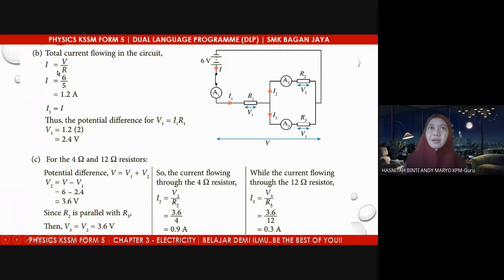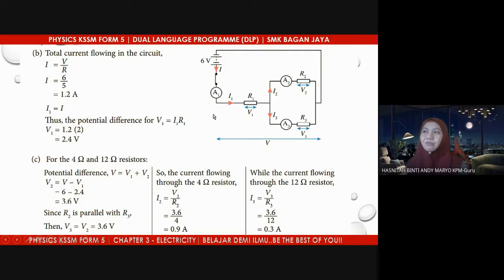Okay, in order to find the potential difference across the R1 resistor, you must find first the total current flow in the circuit. So how to find current? I equal to V divided by R. Okay, V is 6. This 6 is supplied by the battery, 6 volt, the potential difference supplied by the power supply. And R is calculated earlier, the effective resistance which is 5 ohms. So it will give you a current of 1.2 ampere. So if you read in this ammeter, the ammeter in the main circuit, it reads 1.2 ampere.